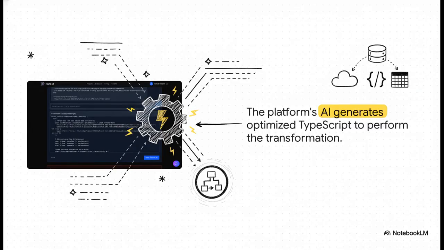And this is where the magic really happens. The AI takes what you've shown it and just writes the code for you. It spits out this optimized TypeScript that can fetch data from all your different sources at the same time and mash it all together into the exact format you asked for.